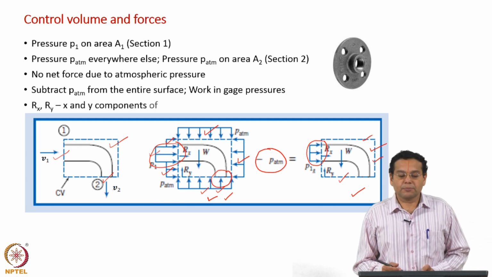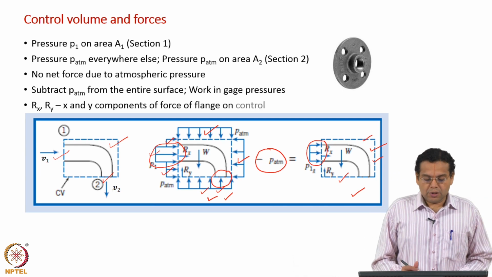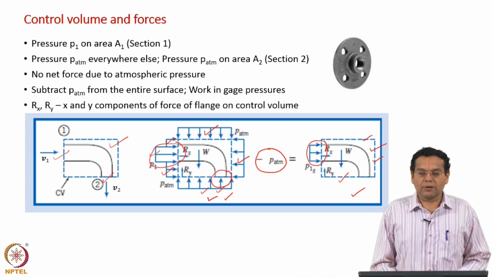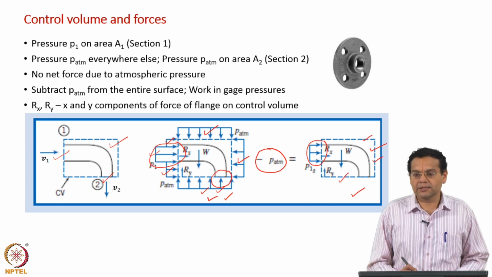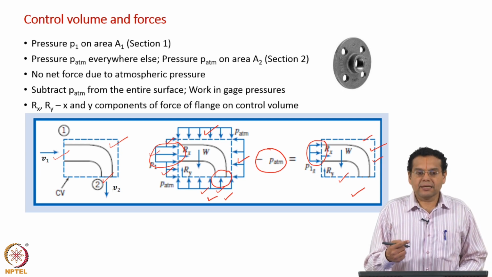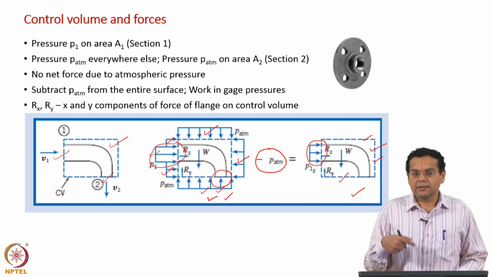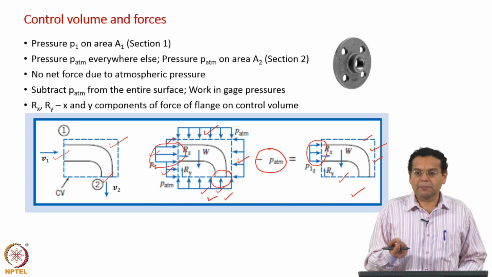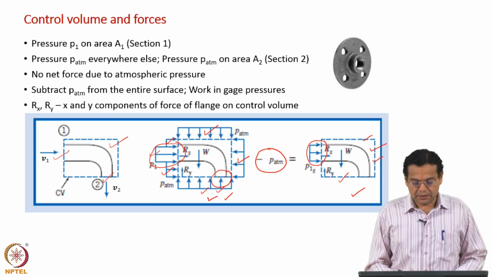And then we are interested in this problem in the force of the flange on the control volume. It can have two components. In fact, we are going to solve for both the components in this example. In the earlier examples, we had only one of the components. In the case of the plate, it was only Rx. In the case of the balance, it was only Ry. So, we are proceeding to a slightly more involved example.